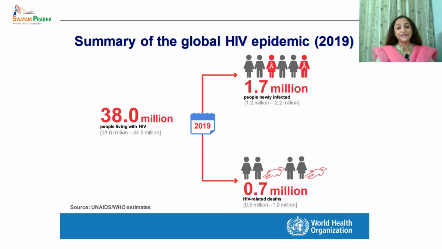However, with increasing access to effective HIV prevention, diagnosis, treatment and care, including the care of opportunistic infections, HIV infection has become a manageable chronic health condition, thus enabling people living with HIV to lead a long and healthy life. Now, let us study about this infection.